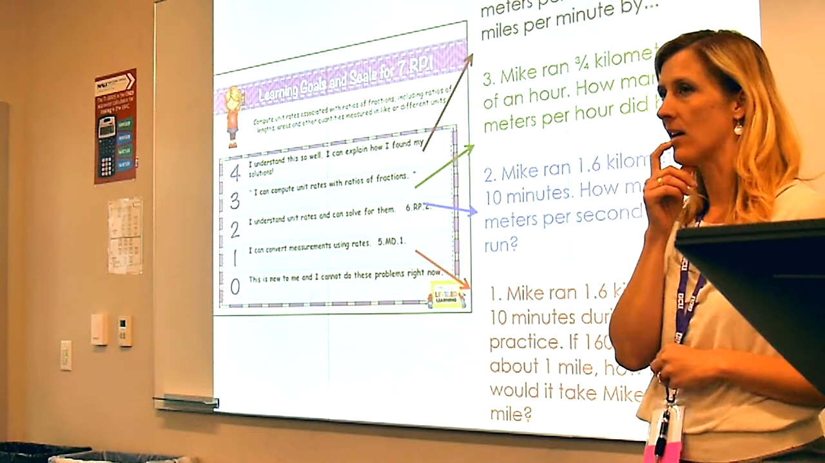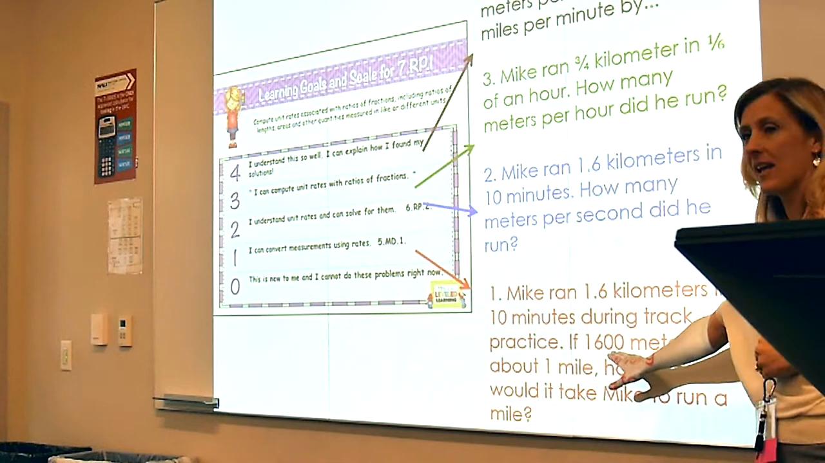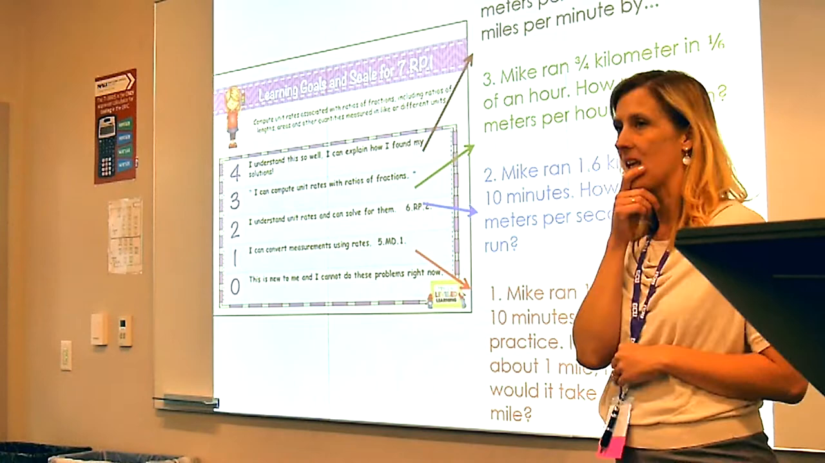We're going to change kilometers to meters. Do we already know how to do that? You do. We just did it. And we just noticed that it's the same thing as 1600 meters. We know that. Easy. How many meters per second? What else do we have to change?